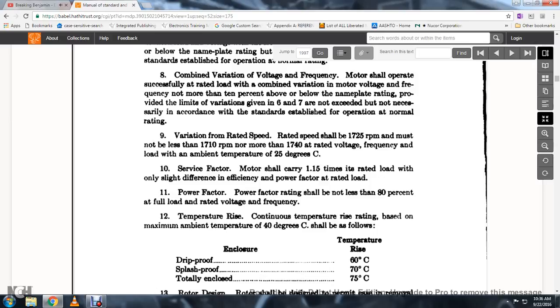10. Service factor. Motors shall carry 1.15 times their rated load with only slightly different efficiency and power factor. 11. The power factor shall be not less than 80% at full load, rated voltage and frequency.